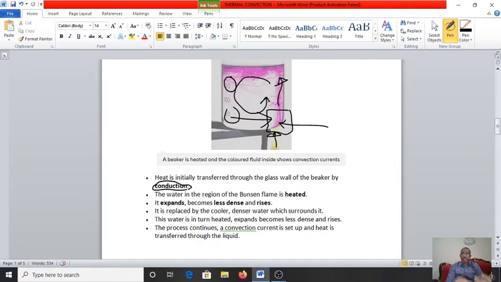So what happens here is that thermal energy is transferred through the glass by conduction. Then the water just above the flame becomes heated, expands, becomes less dense, and rises. Then when it rises, what happens? The cooler, denser water will fall to come and fill this vacuum created by the rising water. That creates a convection current. That's what happens here.